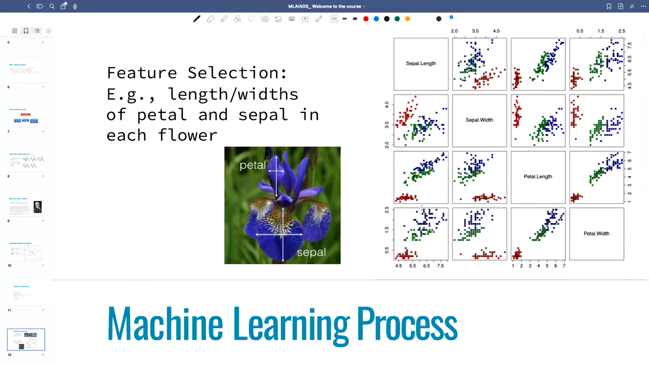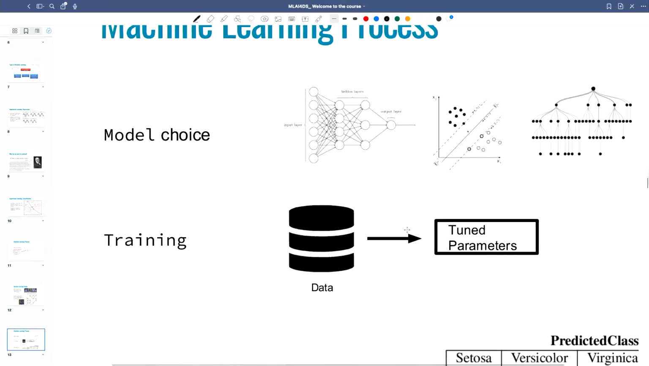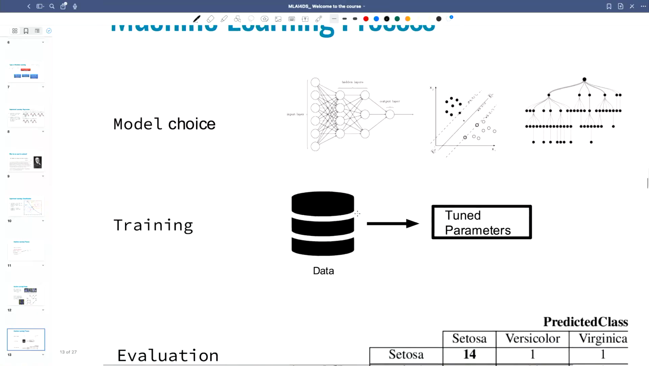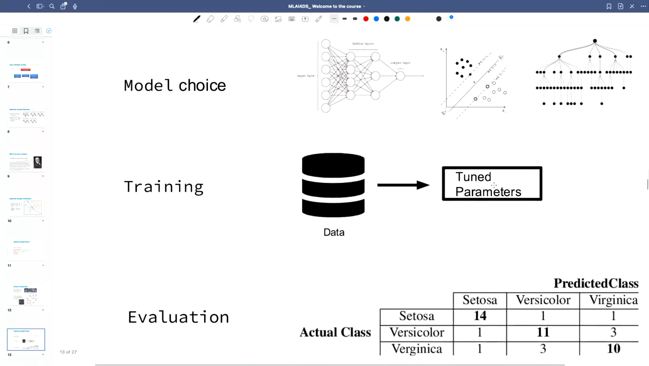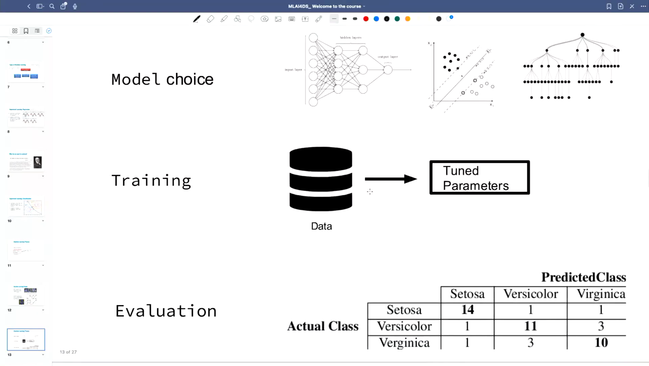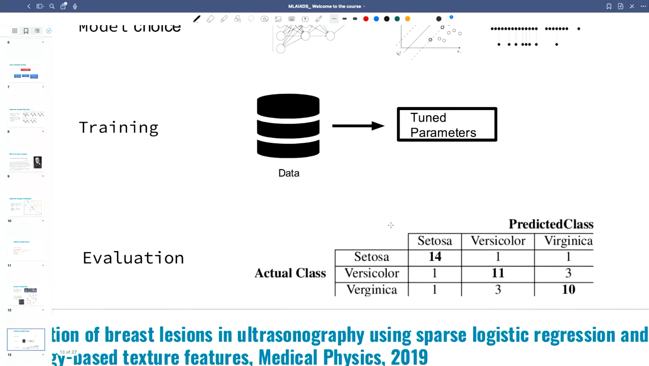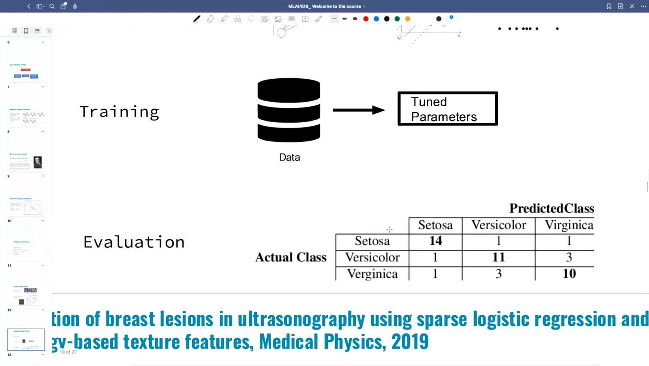So once you have collected your four features, then you go and you choose your model. It can be a neural network, it can be a support vector machine, or a decision tree. And then you train. So based on the repository of the data you have collected, meaning the features and their corresponding target value, that table that I showed to you, you optimize the parameters, you tune the parameters. And at the end, you have to evaluate the performance of the model.